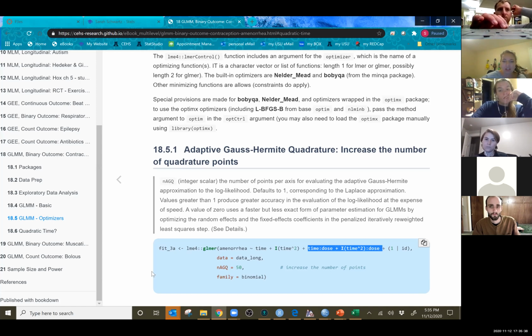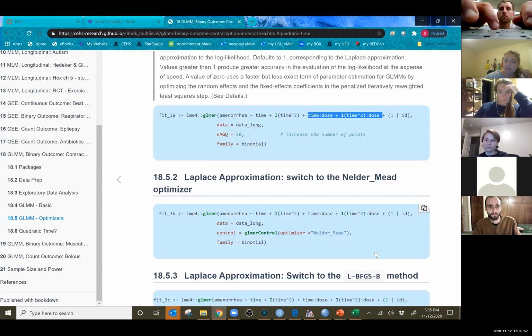I'm calling this model 3A here, because before we had model 1 and model 2. Which one was better? I think it was model 2. So now I'm going to do a model 3, adding in this quadratic time. So this includes the dose by time squared interaction, and we have to include the lower level dose by time.